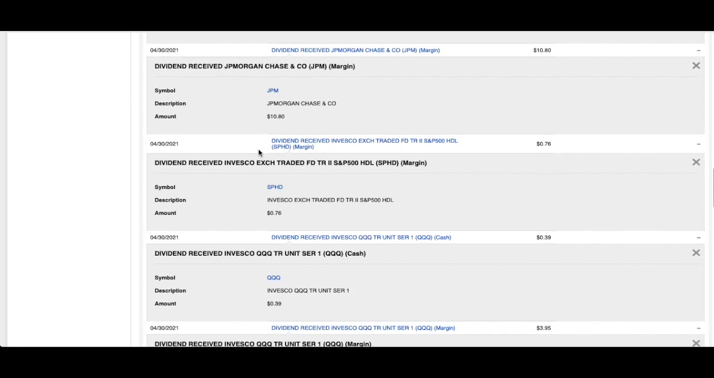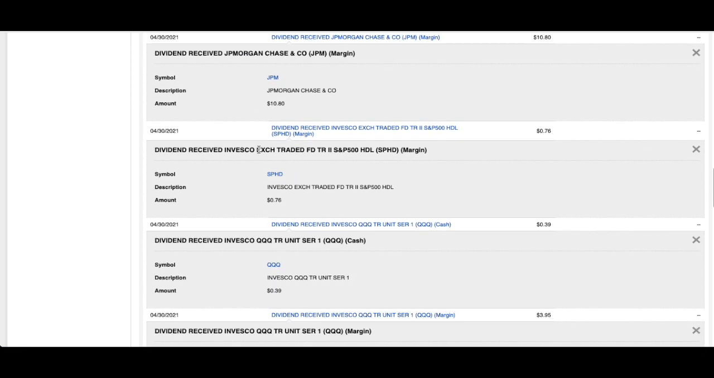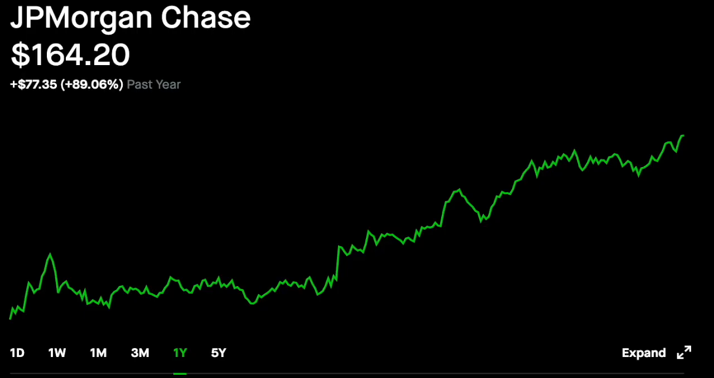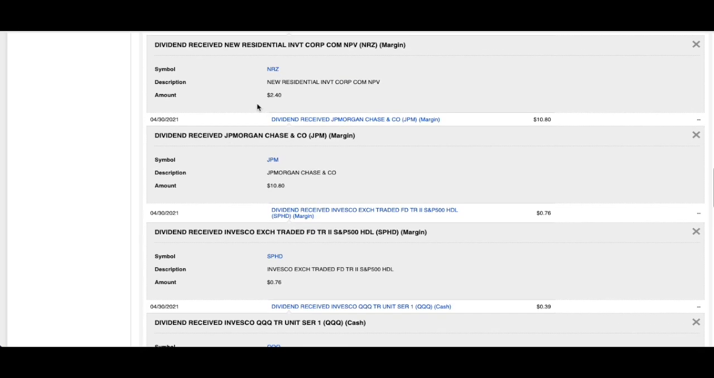As we move into the next stock, and that would be JP Morgan Chase. They paid me a whole $10.80. Wow, the share price of JP Morgan Chase has just been growing up and up. Really excited to see if they will increase that dividend in the future. It's been at 90 cents per quarter for quite some time. Honestly, I've been looking for some sort of pullback to buy more shares of Chase, but they just continue to go up. And it's hard to just buy in, but eventually I think I'm just gonna have to bite the bullet. And the next stock we have is NRZ.